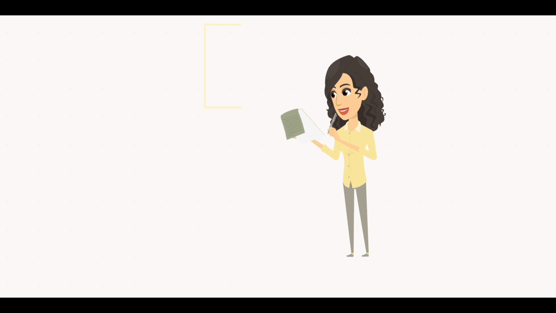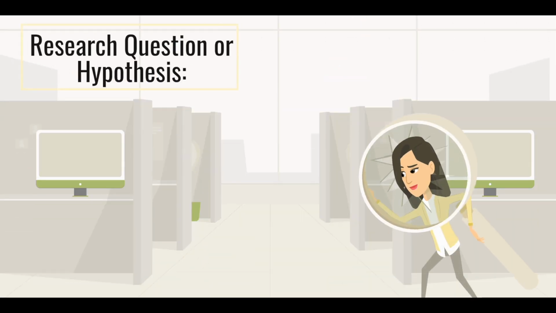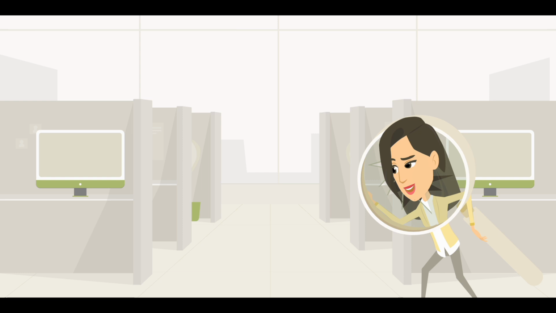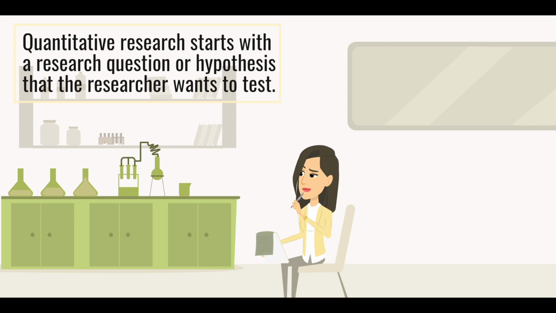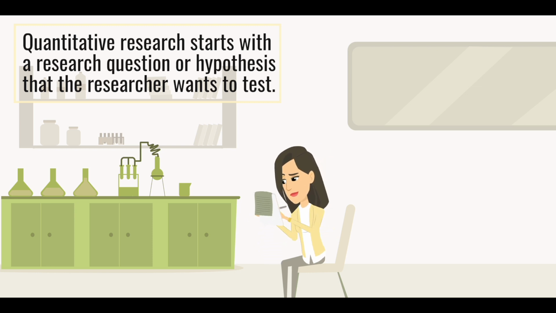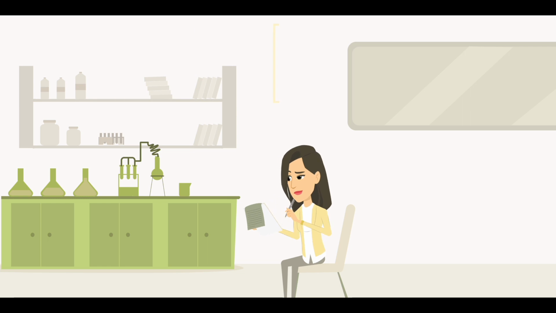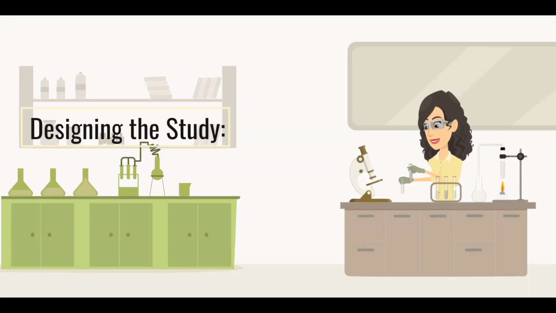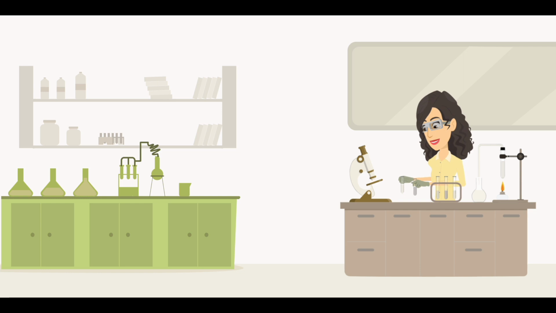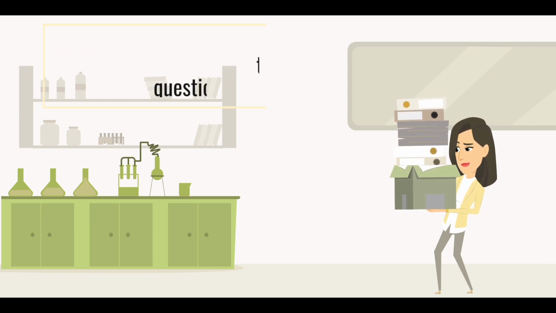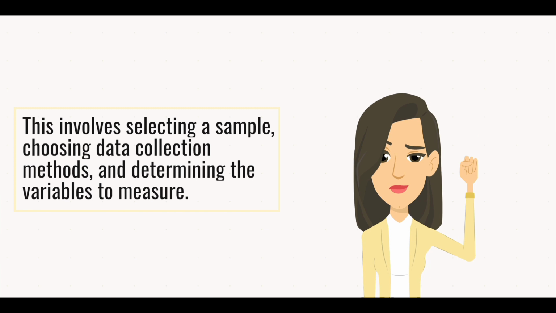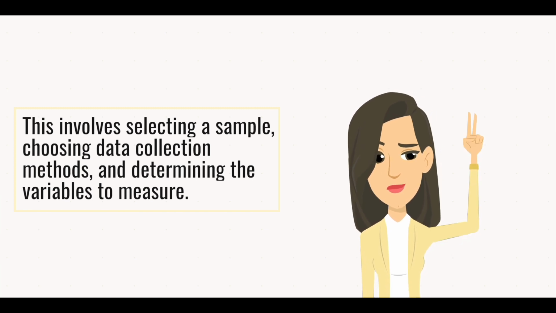Research question or hypothesis. Quantitative research starts with a research question or hypothesis that the researcher wants to test. Designing the study. The researcher then designs the study to test the research question or hypothesis. This involves selecting a sample, choosing data collection methods, and determining the variables to measure.